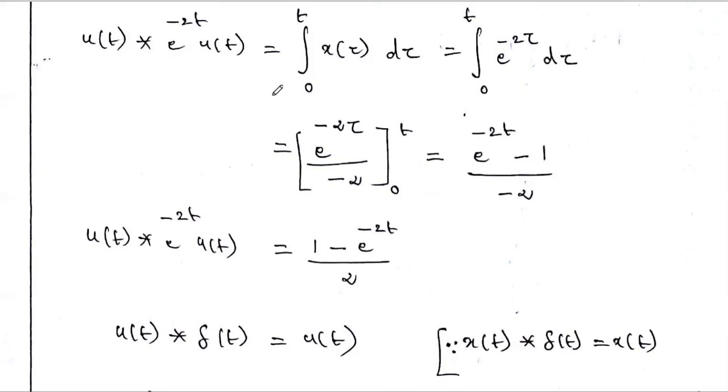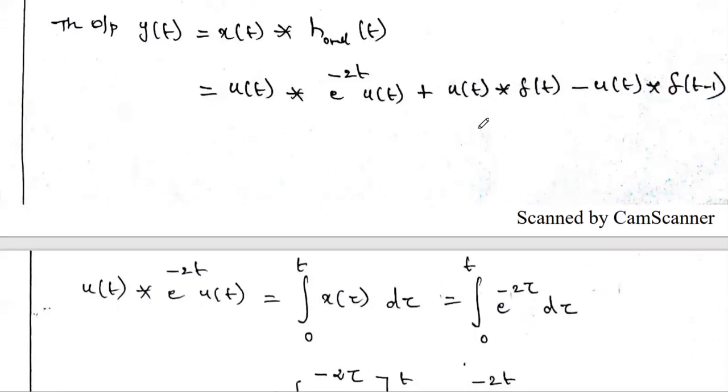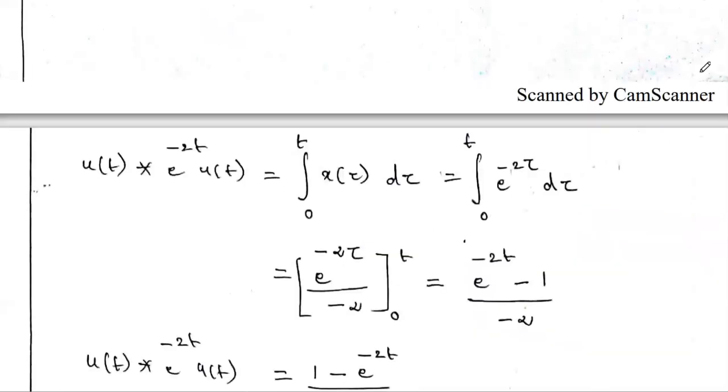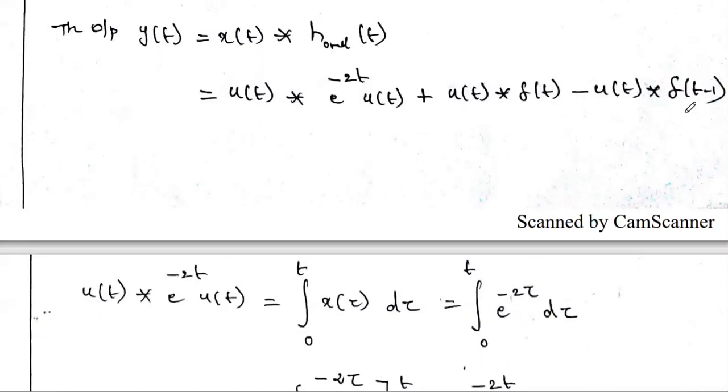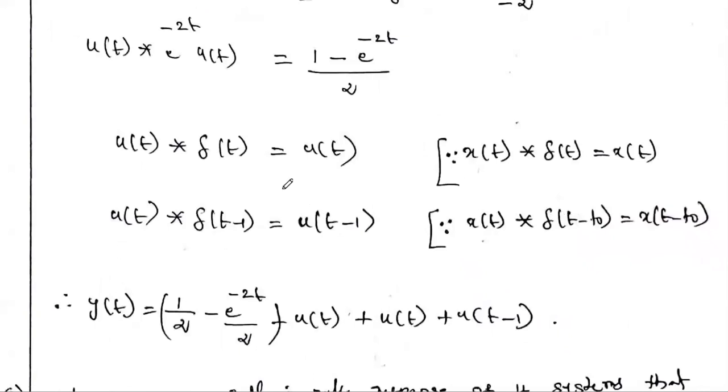Then the second value we have to calculate is u of t convolution with del of t. You know this answer. Any signal convolution with impulse gives the same signal, so u of t convolution with del of t is u of t. And the third is u of t convolution with shifted impulse. According to the shifted impulse property, u of t convolution with the shifted impulse is u of t minus 1. So the three answers are calculated.